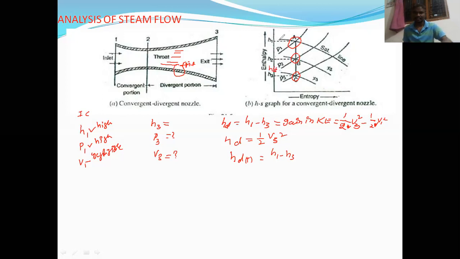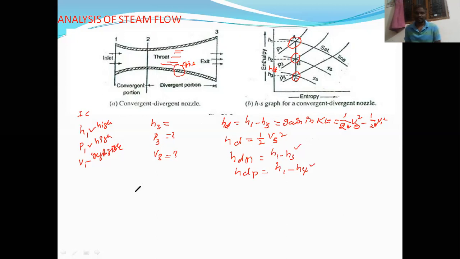Actually we expect a heat drop from H1 to H3, but because of the friction we are unable to reduce some amount of heat. That loss in heat reduction means a loss in kinetic energy. So because of the friction, the point goes from H3 to H4, and the practical heat drop will be H1 minus H4. Here the theoretical drop will be greater and the practical one lower.